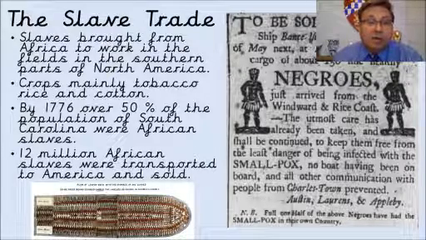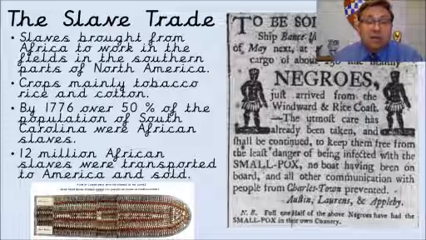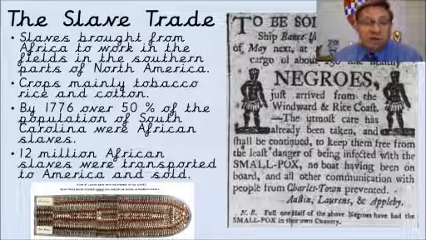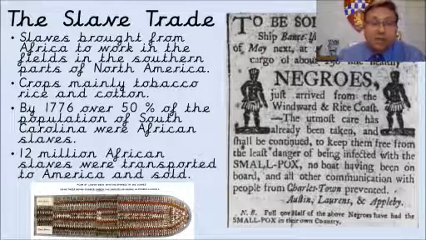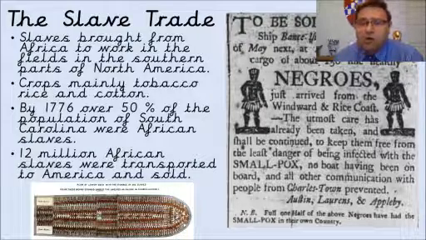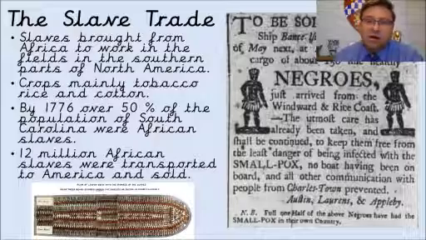And so that made sense. By 1776, over half of the population of South Carolina were actually African slaves. These people didn't have a choice. 12 million African people were transported to America in ships, herded in. Once they got to America, they were sold to the highest bidder.